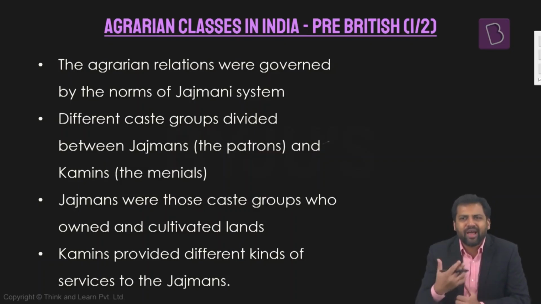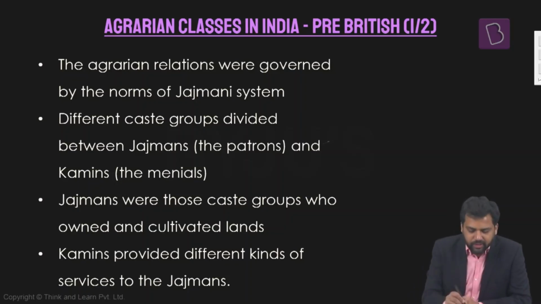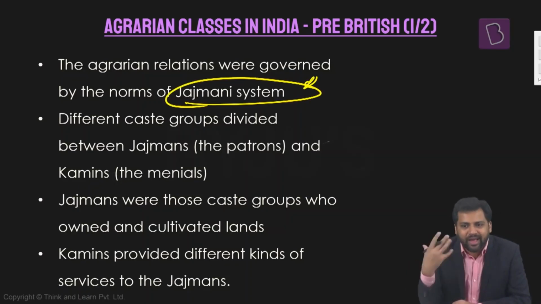So before the Britishers came, you did not have class formations based only on income, wealth, and material well-being. What kind of formations were there? It was mostly caste-based formations, and there was one system that was prevalent, called the Jajmani system. Those who were involved in agriculture, those who were part of this agrarian society, had a relation among them, and this was governed by what was called the Jajmani system.